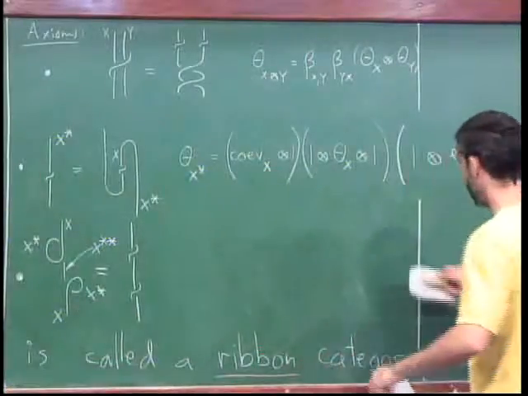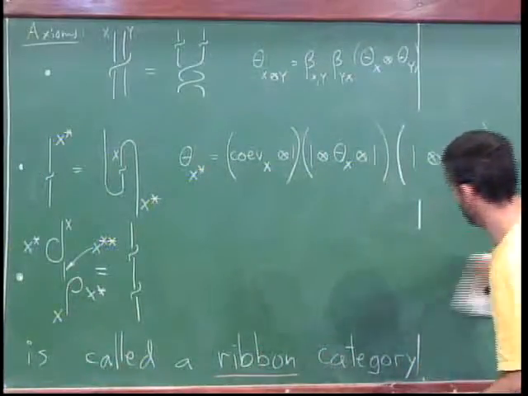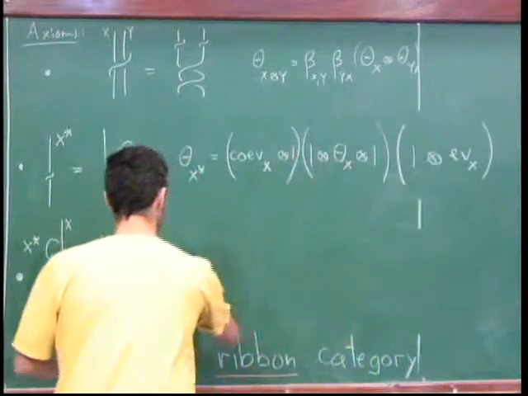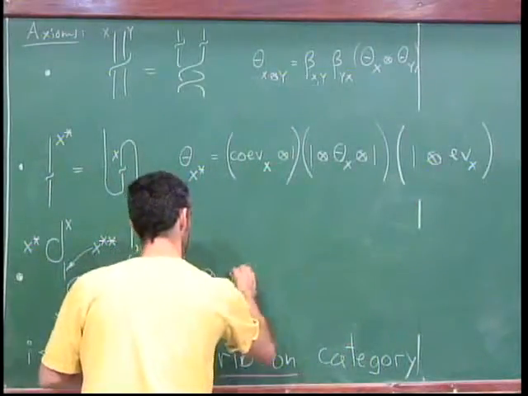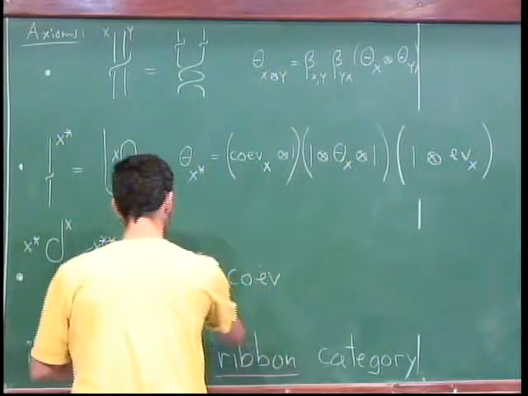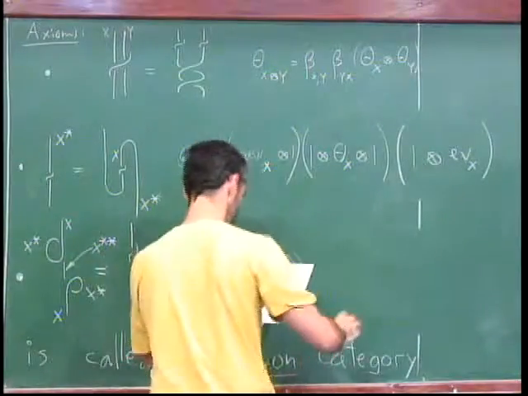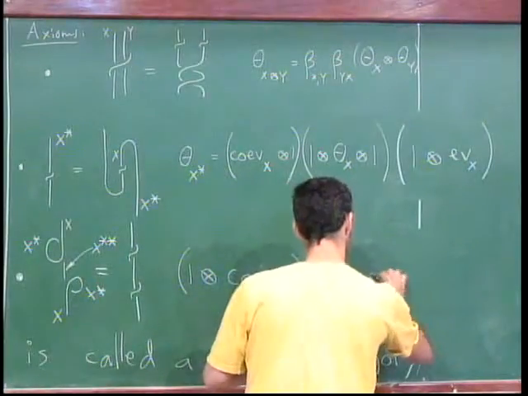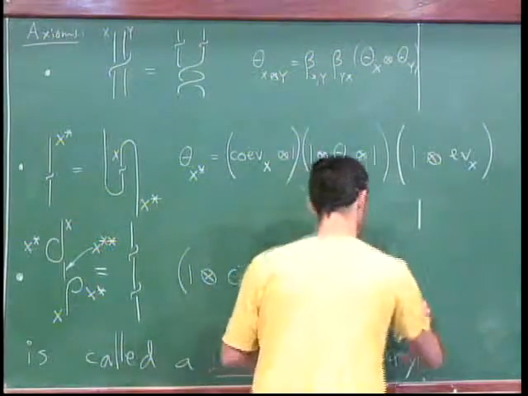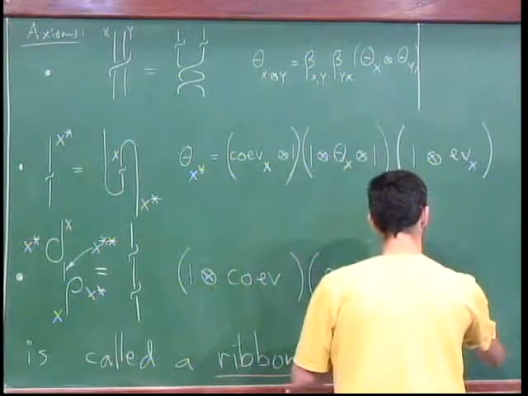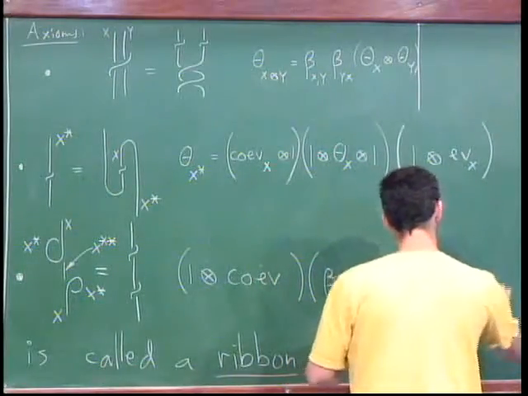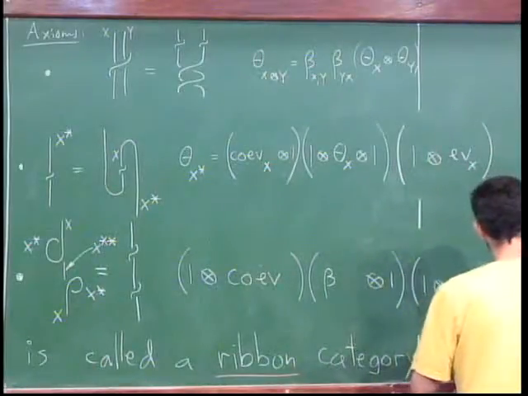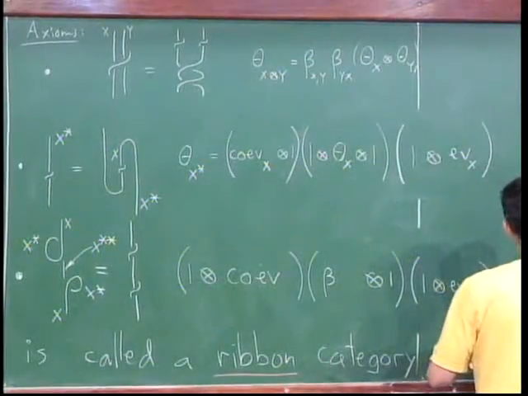Let me write it in formulas. 1 tensor co-evaluation times beta tensor 1 times 1 tensor evaluation times co-evaluation tensor 1.